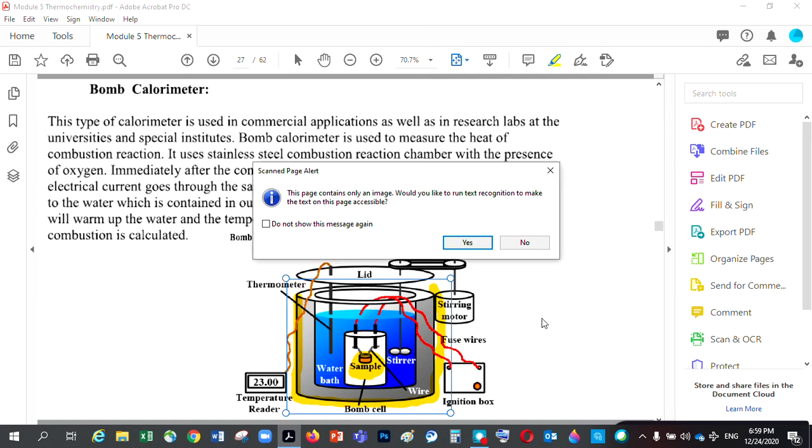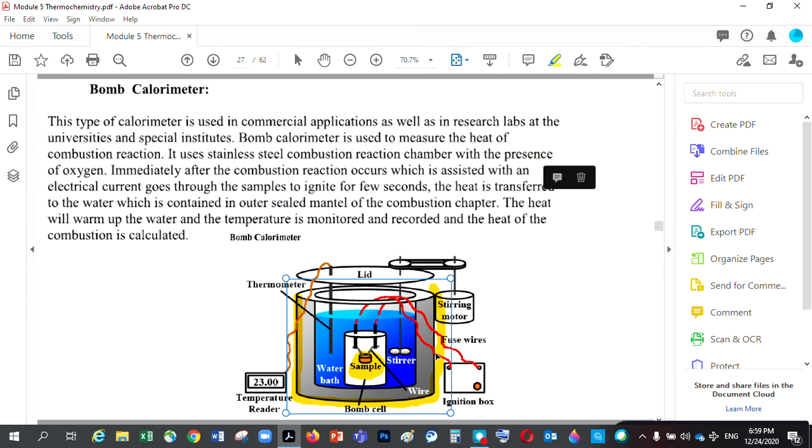So what will happen at the beginning? At the beginning, we have the sample connected to the ignition box. We heat the sample here. I mean, we ignite the sample. The sample is combusted. There's a combustion reaction. When it's combusted, the heat will go from this sample into heating what? The water bath here, with the help of the stirrer, keeping the temperature even through the water bath.